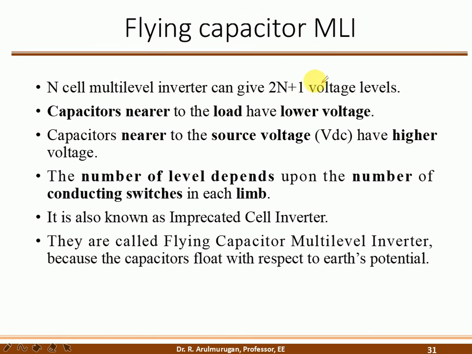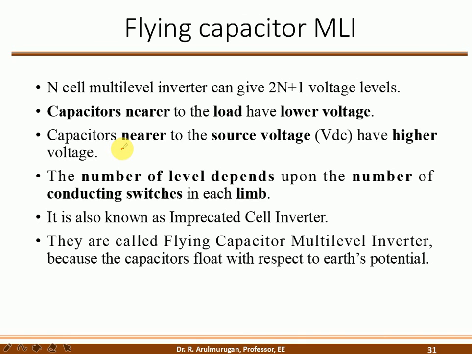The voltage level is defined by it. The capacitor near to the load has the lower voltage. The capacitor near to the source automatically has the higher voltage. So the higher voltage capacitor is used on the source side, and the capacitor near to the load value is used for the lower voltage.